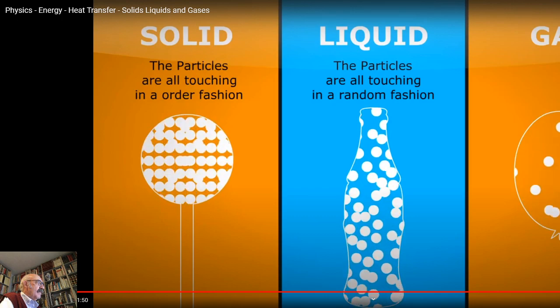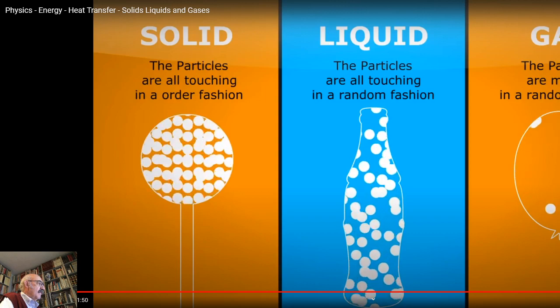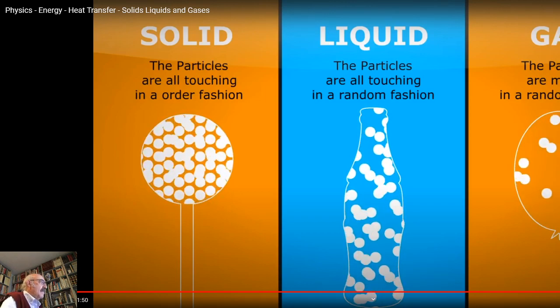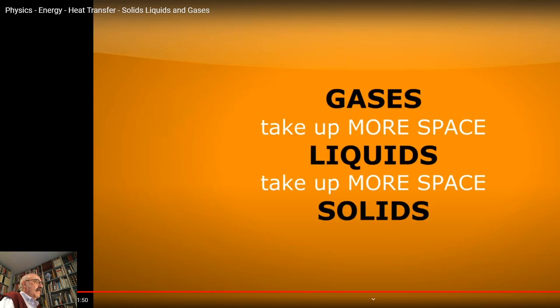And then a gas, they're again in a random fashion, and this is really important. You need to make sure when you draw this, you don't draw them in an ordered structure at all, and they're really, really far apart from one another. It should also be quite easy to see from these that gases take up much more space than liquids, which again take up more space than solids.